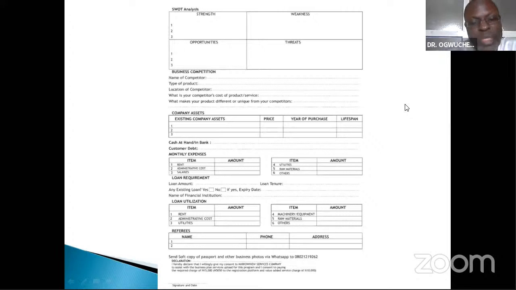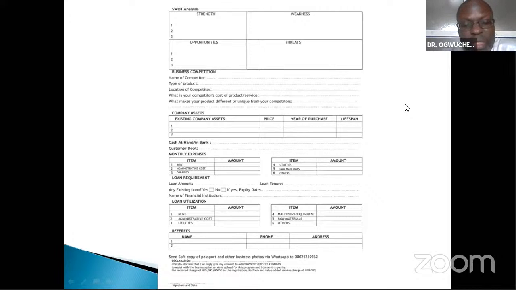Then loan requirement. What's a loan requirement? The loan amount. Like we said, for startup, if you are just trying to start a business, the maximum amount you can get is 5 million naira. But if it's an existing business, the highest amount of money you can request is 10 million naira. Then the loan tenure is 7 years, within which you are expected to repay.